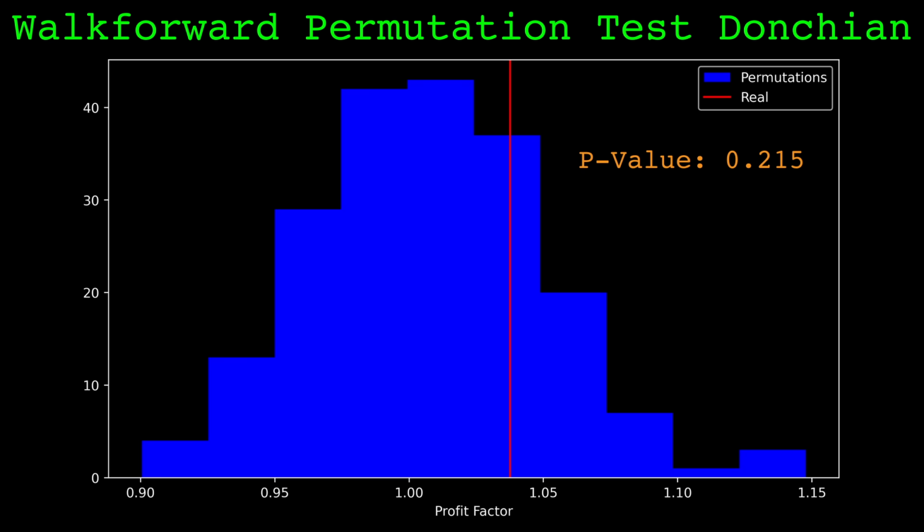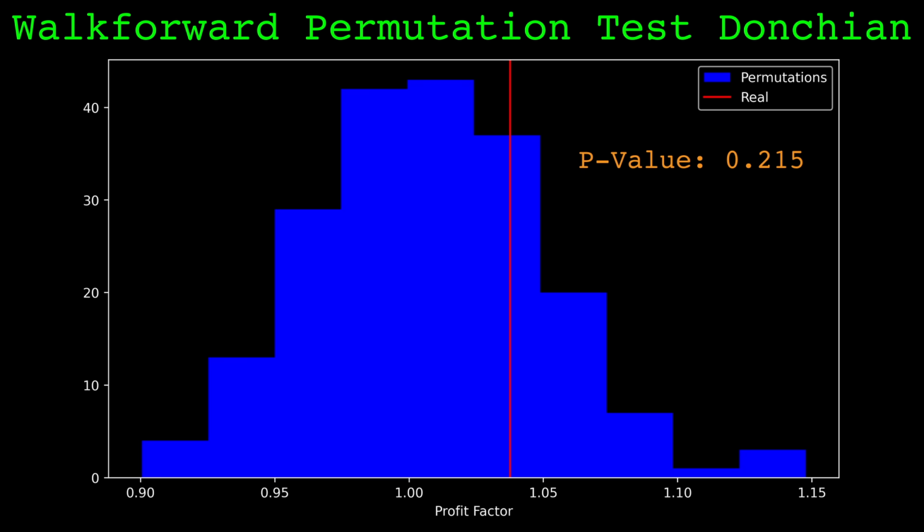I tend to be slightly more lenient with this test. Don't get me wrong, these results are not good, but they're only from 2020, just 1 year. Generally, I'm willing to accept around a 5% p-value on just 1 year of data, but if we had done the walk forward permutation test on 2 or more years of data, then I won't accept a p-value above 1%.